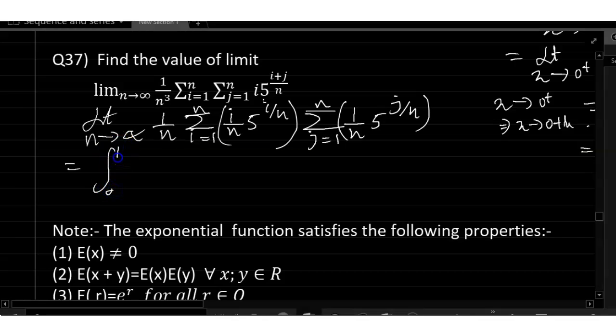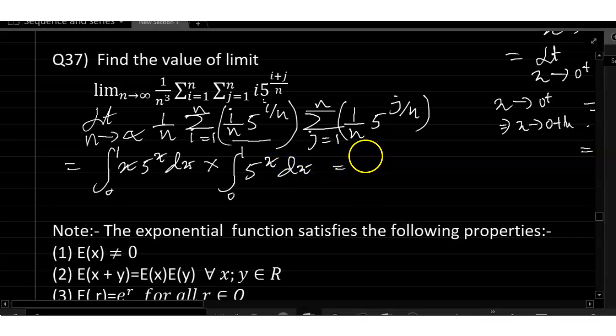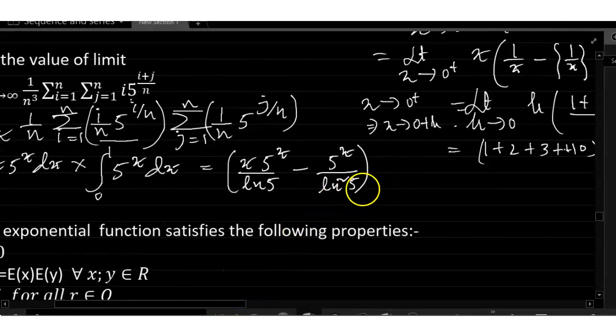This is equal to the integral from 0 to 1 of x into 5 to the power x dx, times the other integral from 0 to 1 of 5 to the power x dx. Integrating the first: x times 5 to the power x divided by ln 5, minus 5 to the power x divided by ln square 5, from 0 to 1, and the second is 5 to the power x over ln 5 from 0 to 1.